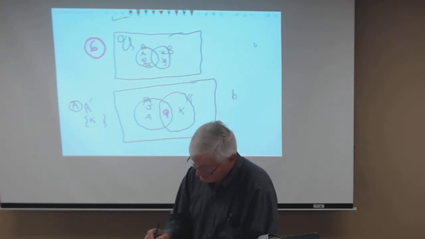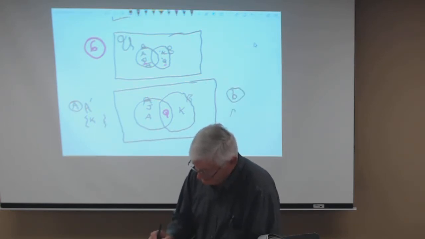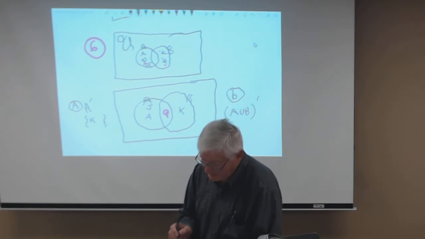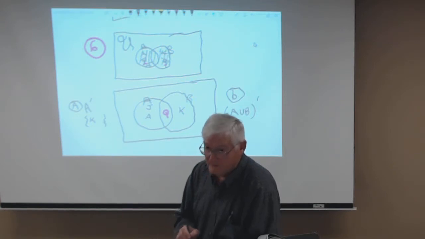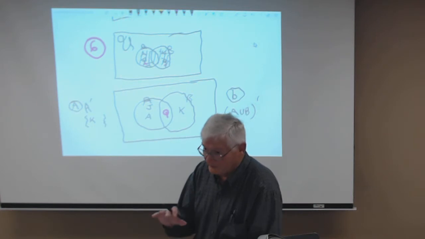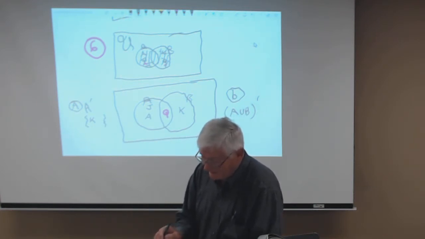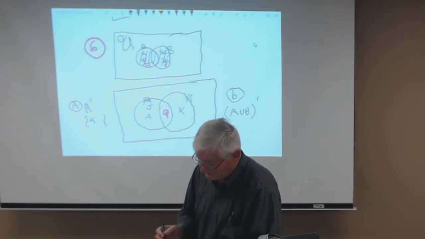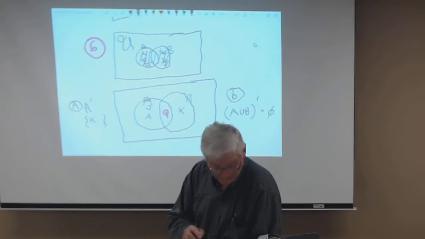B, what's 6B? A union B, and then the complement of that. Now, what's the union of A and B? That's putting those together, right? Everybody agree? Union is putting them both together. Then what's the complement of putting them both together? What's everything in the universe outside of this union? Empty set. Everybody follow that one?